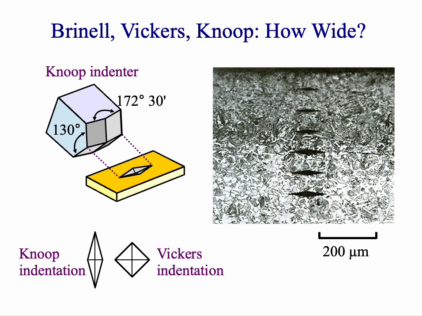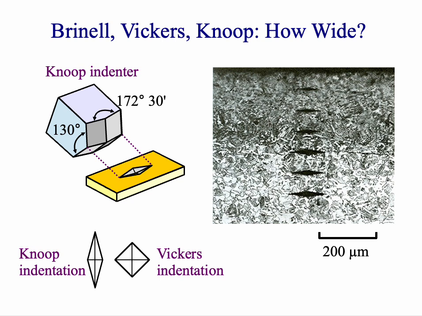Knoop and Vickers tests use diamond indenters and produce a square or diamond-shaped indentation. You measure the distance across the indentation. For example, the micrograph at the right shows a cross-section of a low-carbon 1020 steel that has been case-hardened. The surface has a hardness of about 61 Rockwell C, while the interior has a hardness of about 26 Rockwell C. The surface is at the top. You can see that the Knoop indentations are wider toward the bottom of the picture, where the material is softer.